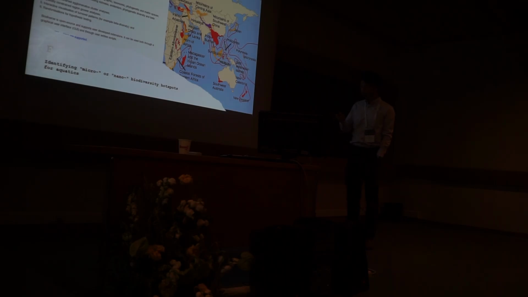So, what we want to know in the future is to see the micro biodiversity hotspot or nano biodiversity hotspot. Now we have this wide range of the Indo-Burma biodiversity hotspot, but we want to know exactly where the nano biodiversity spot is, for instance, in the Indo-Burma biodiversity hotspot. We can apply this analysis in the future.